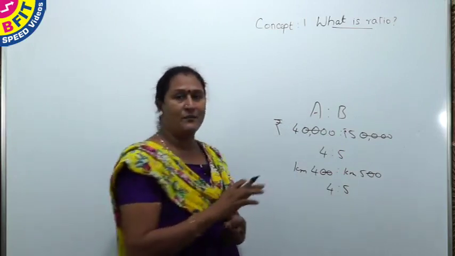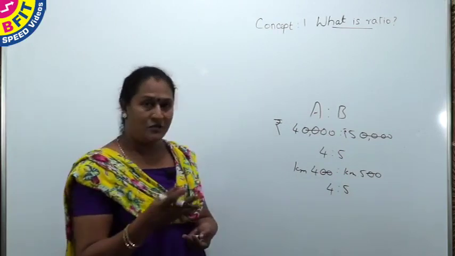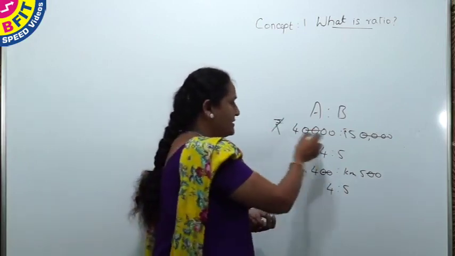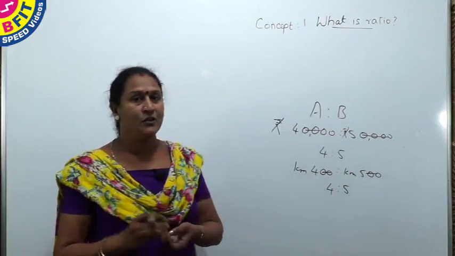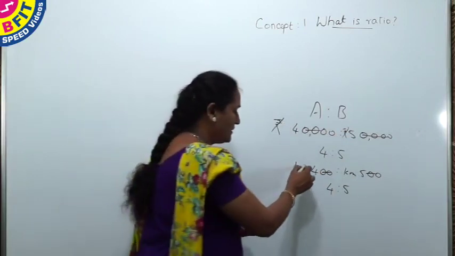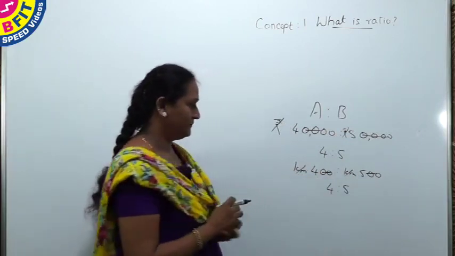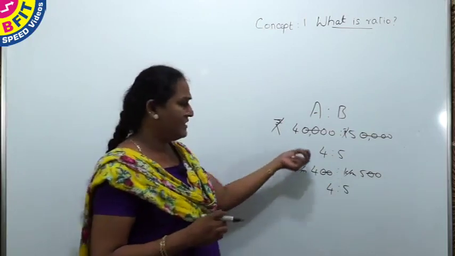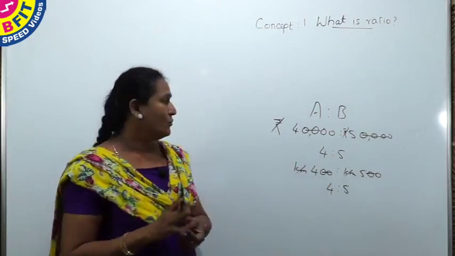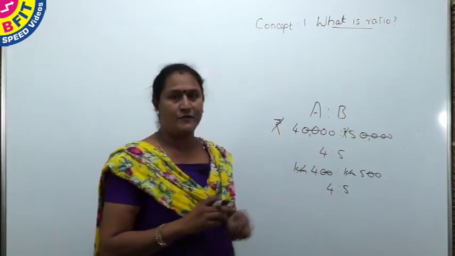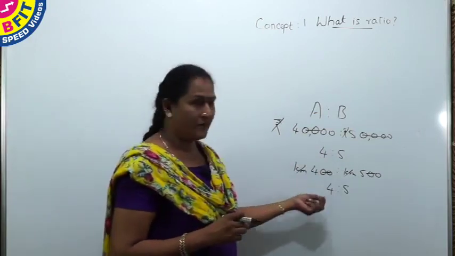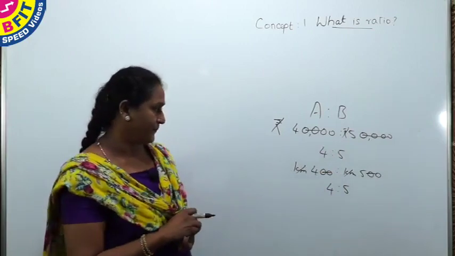So as we are comparing the same unit, we cancel out the common factors, and the ratio doesn't have any units of its own. So this kilometers also gets cancelled. So merely by seeing the ratio, we can't decide what they are talking about. So they have to mention that it is the salaries of two persons or the distance covered by two persons.